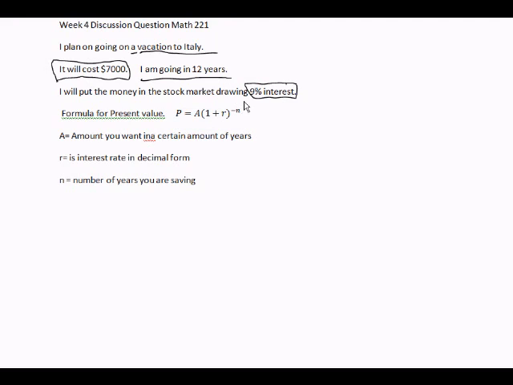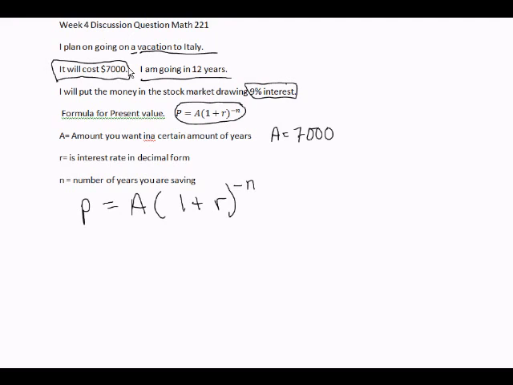So here's the present value formula. Present value equals A times 1 plus R raised to the negative n power. Okay, A is the amount that you want in the bank in a certain amount of years, or A is the amount that you want to spend in a certain amount of years. So I know the trip's going to cost $7,000. So for me, A is going to equal $7,000.